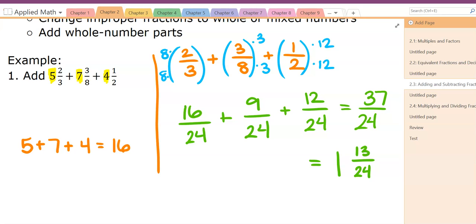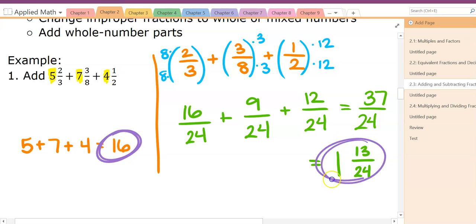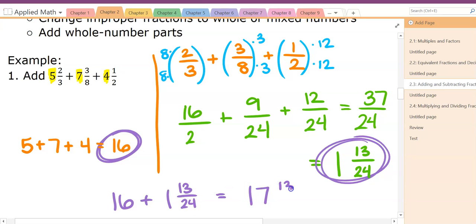Right, remember I did this portion first, and I said I'm going to keep that 16 over here on the side. So now we have to take 16 and add that to the fraction part. Sometimes you're going to get a mixed number, then you take that whole number portion and add it to the original. So 16 plus 1 and 13 over 24 is going to leave us with 17 and 13 over 24 for your final answer.